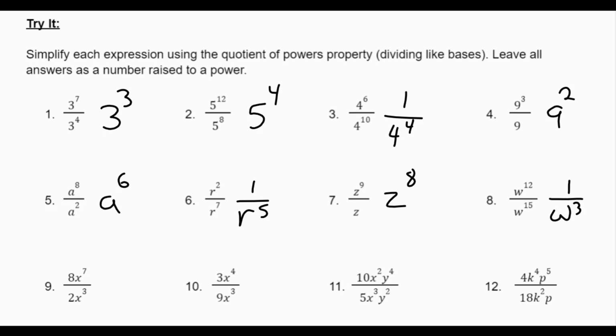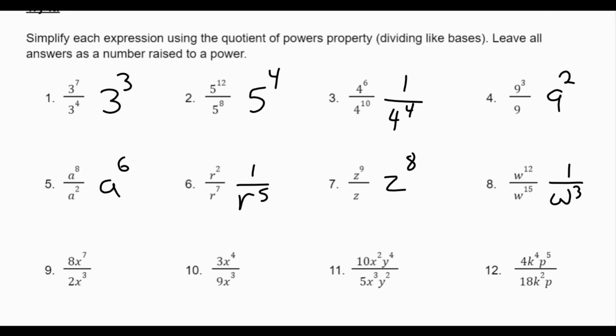Number 9, now I'm adding in a coefficient. So I have a coefficient as well as a variable. So here I have 8x to the 7th divided by 2x cubed. How I want to treat this is I want to treat my coefficients together and then my variables together. So this is a division problem. So I divide 8 by 2. 8 divided by 2 is 4. Now I look at my variables. x to the 7th divided by x cubed would be x to the 4th. So 8x to the 7th divided by 2x cubed is 4x to the 4th.